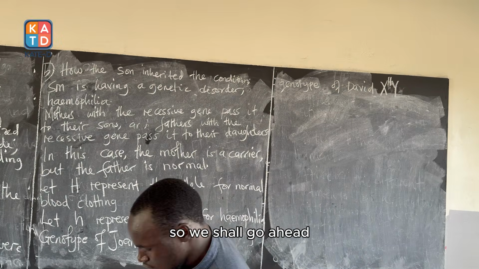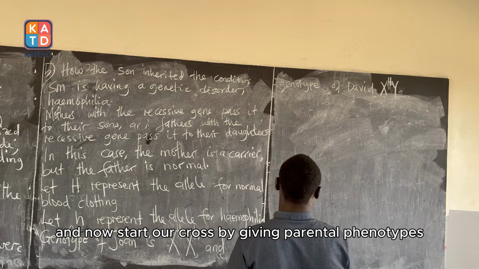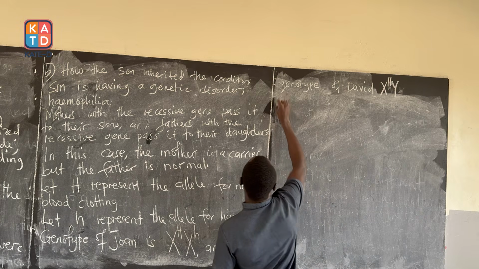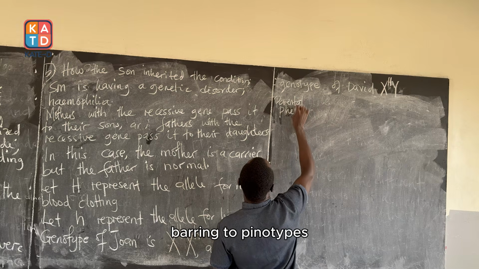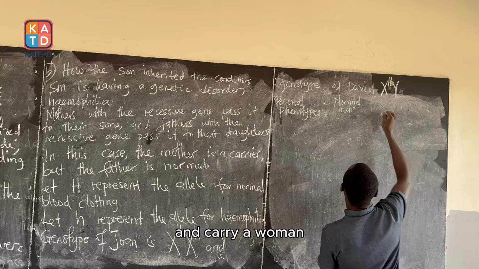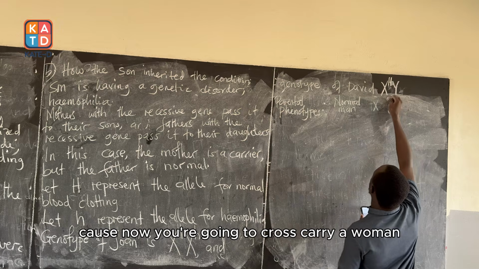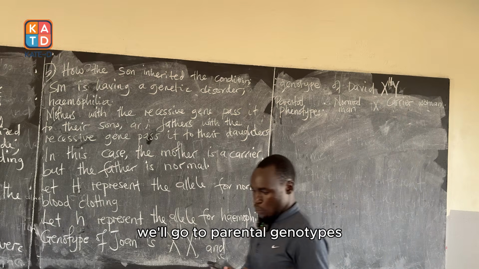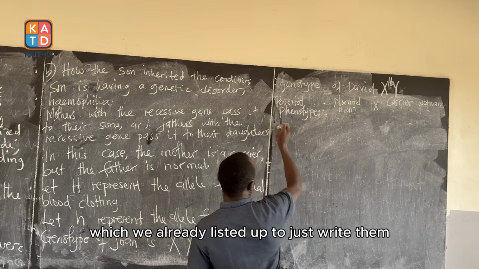So we shall go ahead and now start our cross by giving the parental phenotypes. For the parental phenotypes, you simply have normal man and carrier woman. You have always to multiply because now we are going to cross carrier woman. We go to parental genotypes, which we already listed. You just write them.